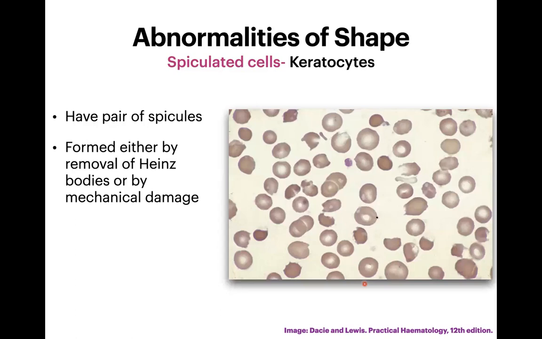So this is an image. Here you can see there is this one beautiful keratocyte. There are two spicules there. This image is also from a case of oxidant-induced damage. Here you can still see these blister cells. You can see this one. There is this another blister cell. This is one irregularly contracted cell. I hope by now it is clear to you what is the difference between these cells.